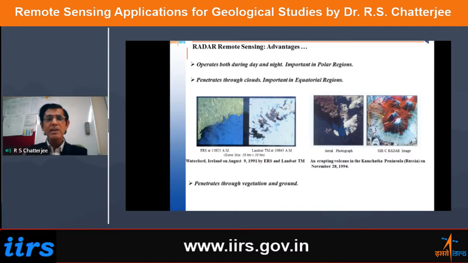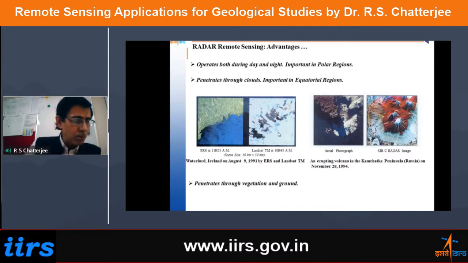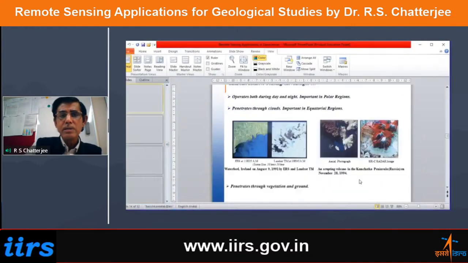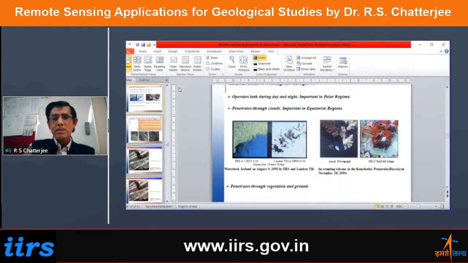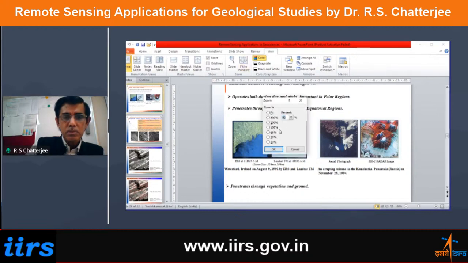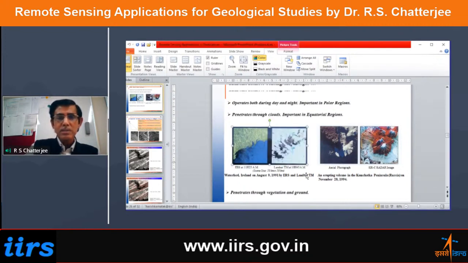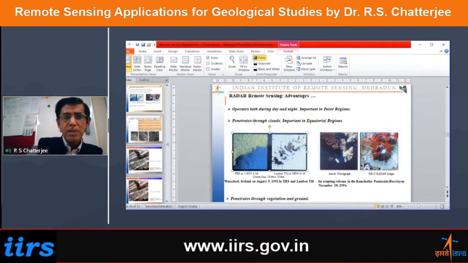Now coming to radar remote sensing, or microwave remote sensing. There are certain advantages of radar. So what are the advantages of radar remote sensing? Because it is active remote sensing, it can operate both day and night time.